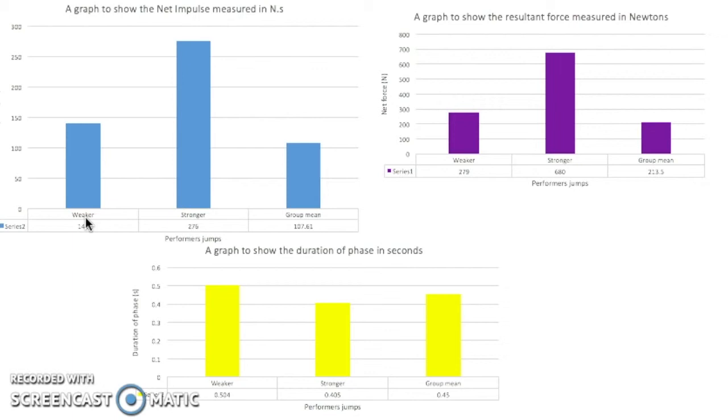As an impulse is equal to the net force of an object times the time period at which the force is applied. So the stronger performer had a much greater force than the weaker performer, which would have an impact on the height that they jumped, which I'll talk about later.